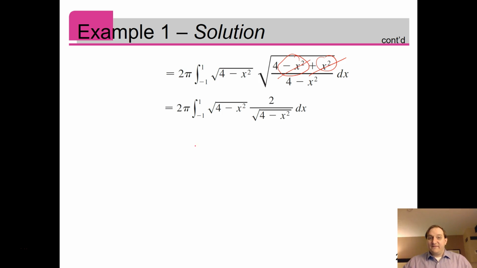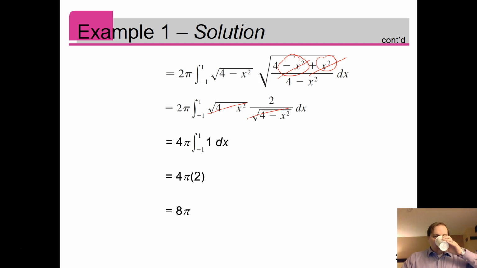And now I have this lovely root 4 minus x squared over root 4 minus x squared, so those are going to cancel out. And I'm left with just 4 pi integral from -1 to 1 of 1 dx. And that's 2. So it's 4 pi times 2, which is 8 pi. So even though it looked like a really nasty problem, it turned out to be completely rigged, so that the solution came out very easily. Which is, I guess, not too terribly surprising, since it is part of a sphere. All right, so that's how we do that one.